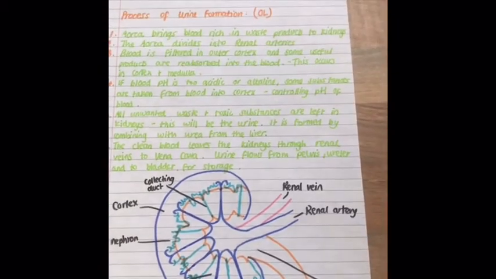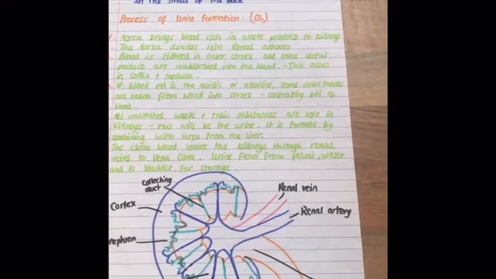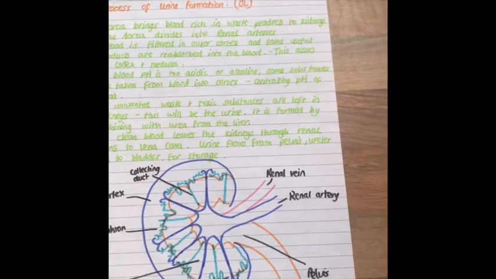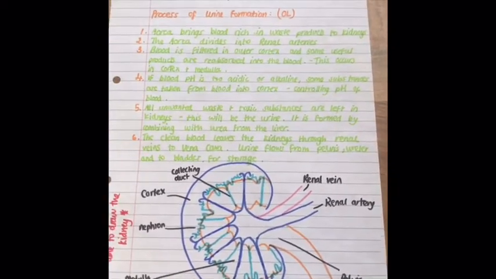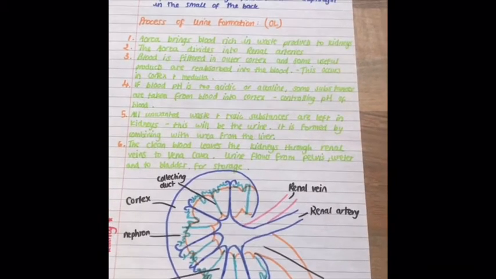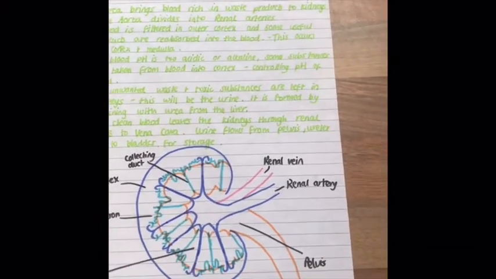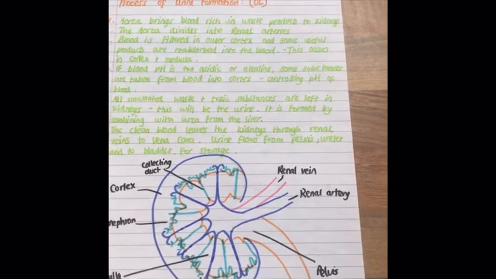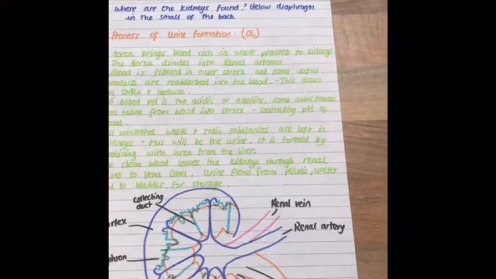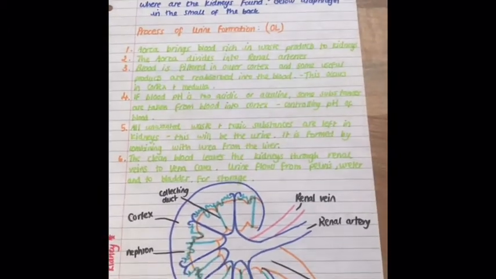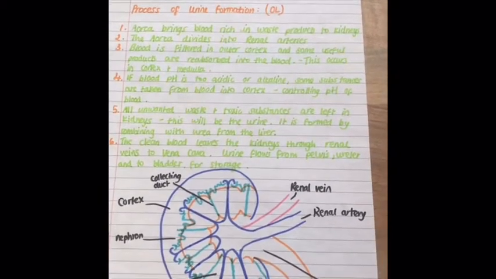So just to go through where the actual kidneys are found. They're found underneath the diaphragm. Your diaphragm sits underneath your lungs, which sit in your thoracic chest cavity. Underneath that diaphragm, in the small of your back, is where your kidneys are found. What does the small of your back mean? It's basically where your waist is on your back, and that's where your kidneys are found.